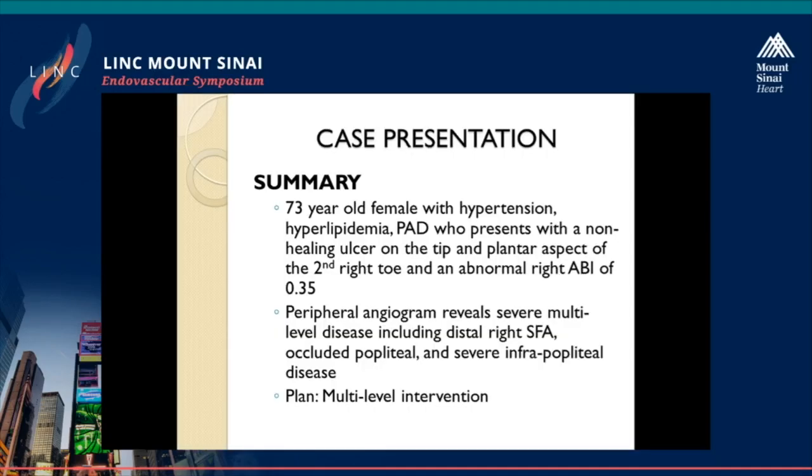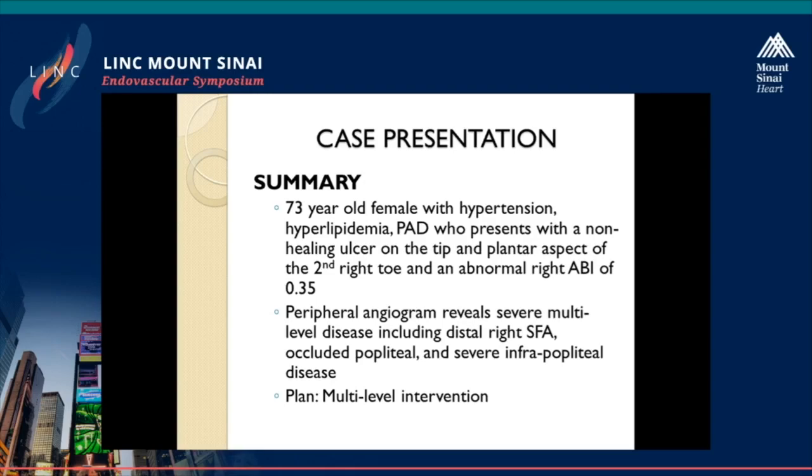Next slide. So in summary, this is a 73-year-old female with a history of hypertension, hyperlipidemia, and PAD, who now presents with a non-healing ulcer at the tip and plantar aspect of the second right toe with an abnormal ABI of 0.35. Her peripheral angiogram reveals multivessel disease, including the distal SFA, popliteal segment, which is occluded, and severe infrapopliteal disease, especially the AT and peroneal segment. So the plan today is multi-level intervention.